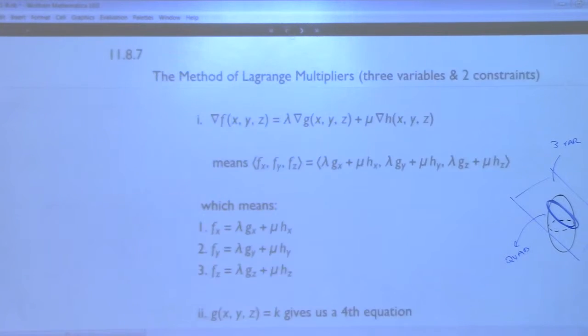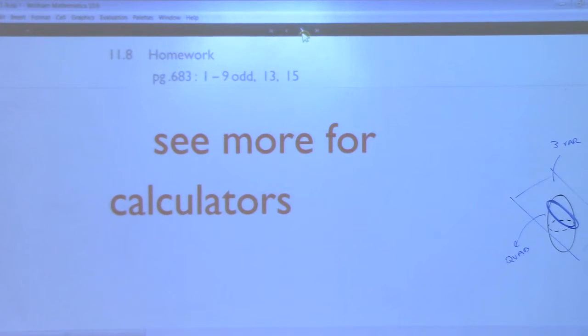We don't do an example. I thought I had an example here. I don't. Anyone have the book? Can I borrow that? Let me see what there is here. I don't know why there's not an example there. 11.8. Okay, we'll do that one.